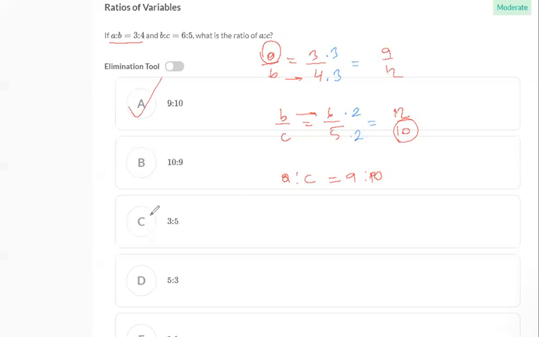Some people are saying 3 to 5, which is not correct, because if you look at this, b is equal to 4 and b, the first number, is equal to 6. They are not equal numbers. So you need to make the ratio the same so you can compare a to c. That's why choice A is going to be our final answer.